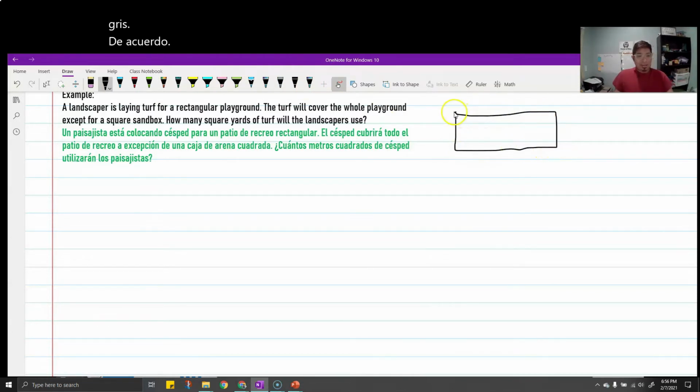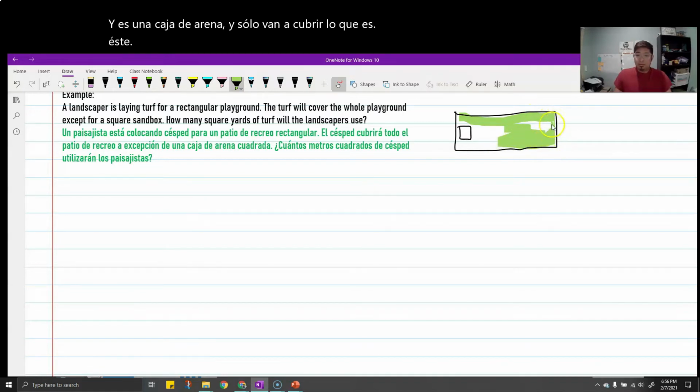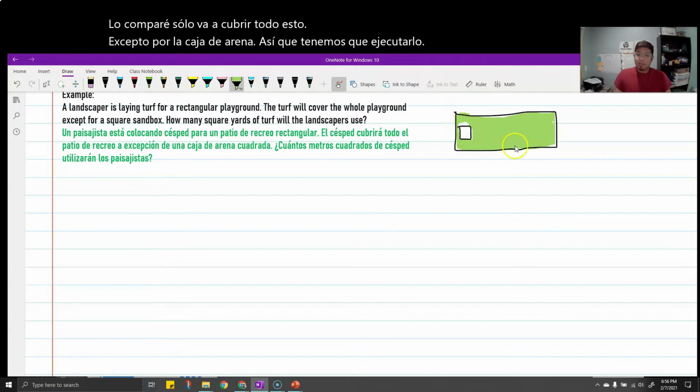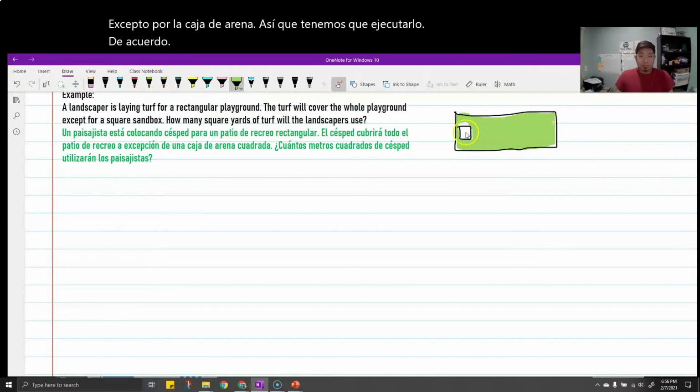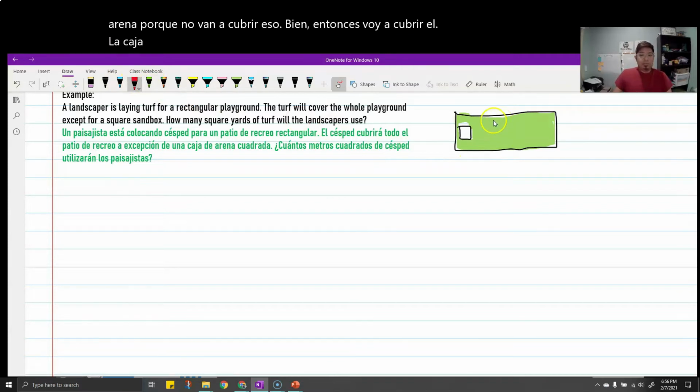So there's a rectangular playground, right? And there's a square, and it's a sandbox. And they're only gonna cover all of this, except for the sandbox. So we gotta go around it. They only want the turf, they only want the green part, not the white part. So not the sandbox, because they're not gonna cover the sandbox. So how do we get just the green part?